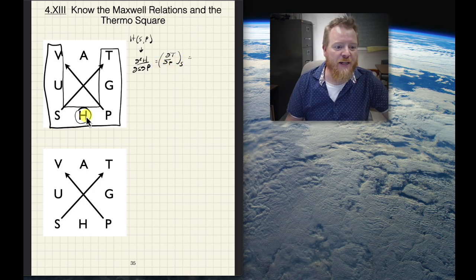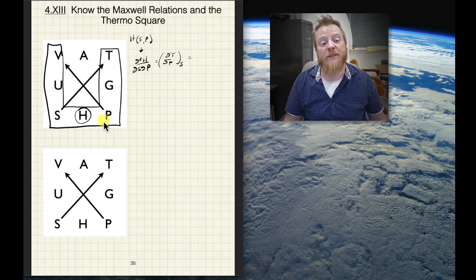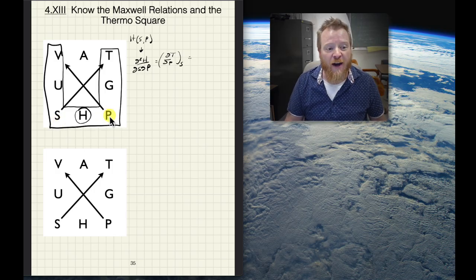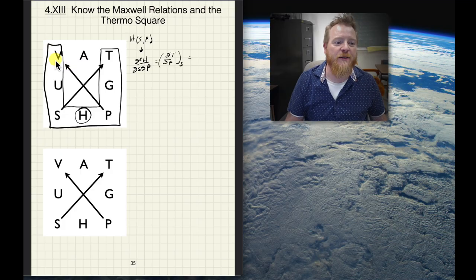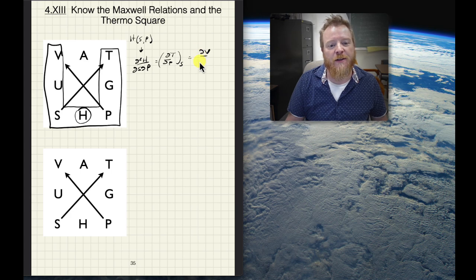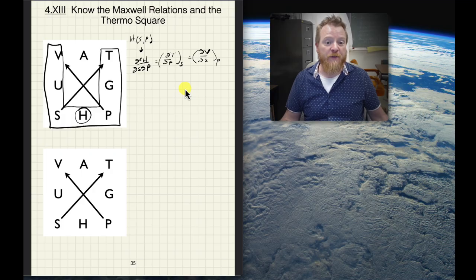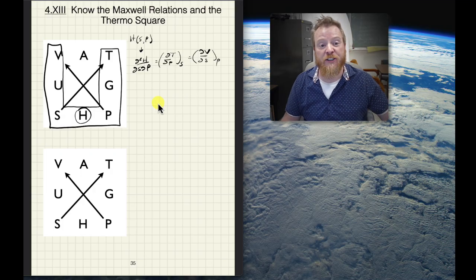So we went H, and then I went over to the S, traveled up, partial of T by partial of P at constant S. Now we're going to do the opposite side. We'll go to the constant P arrow, and we'll travel up, and we'll now say that that's the partial of V by the partial of S at constant P. So partial V, partial S at constant P. Lovely. And that's our first Maxwell relation derived from the thermo square.